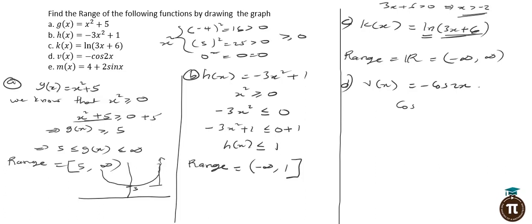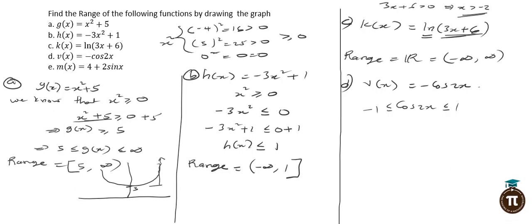Cos of any value, both sine and cos actually, is always between minus 1 and 1. There is no value of cos that will be greater than 1 or less than negative 1. They are always between minus 1 and 1. Do you get my point?